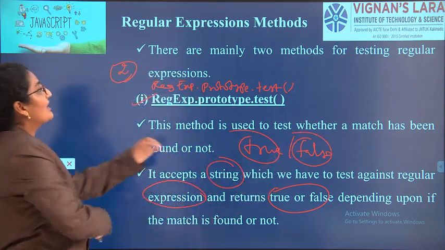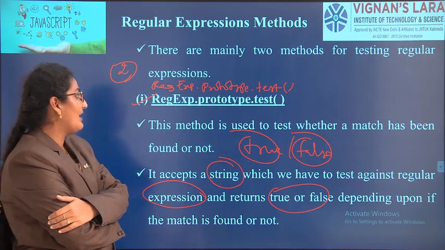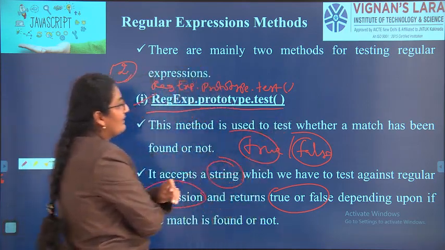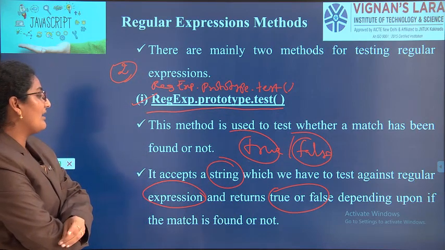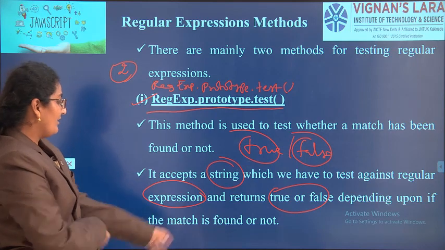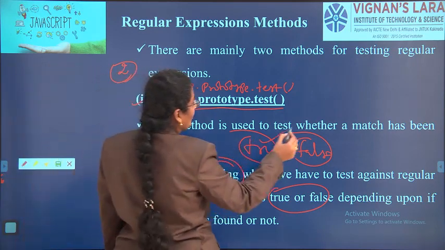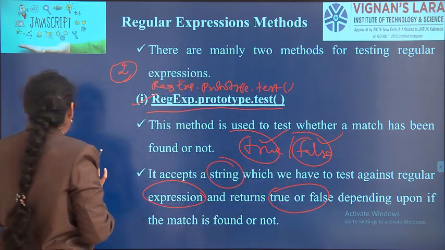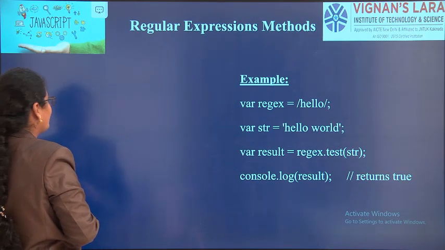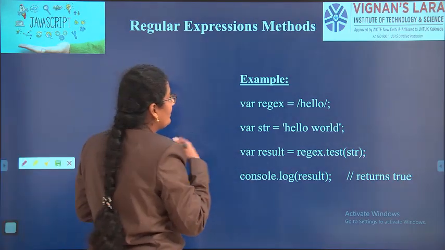So you need to understand, for testing regular expressions we have two methods, and the first one is this one. It matches the string with the regular expression and produces the output as true or false. If the match is found it produces true. If the match is not found it produces false. So see the example.